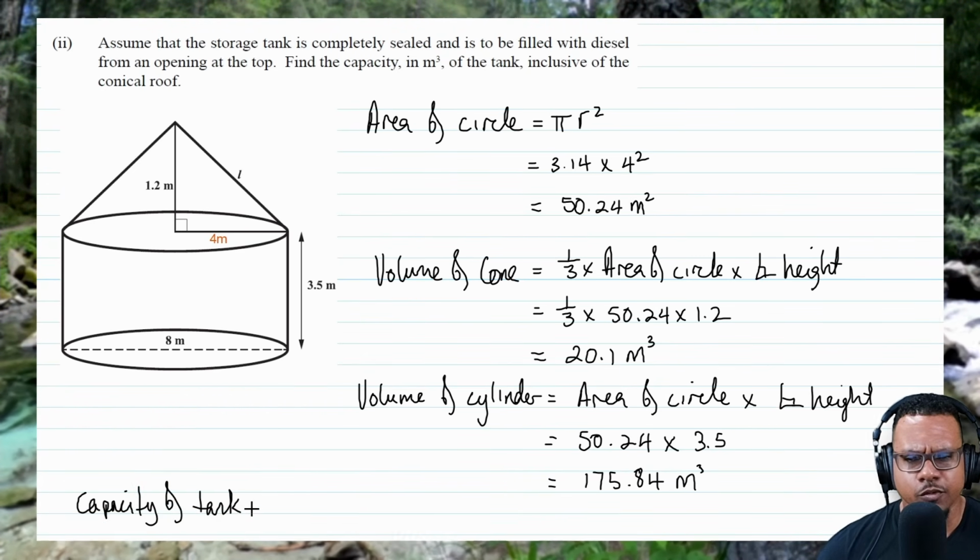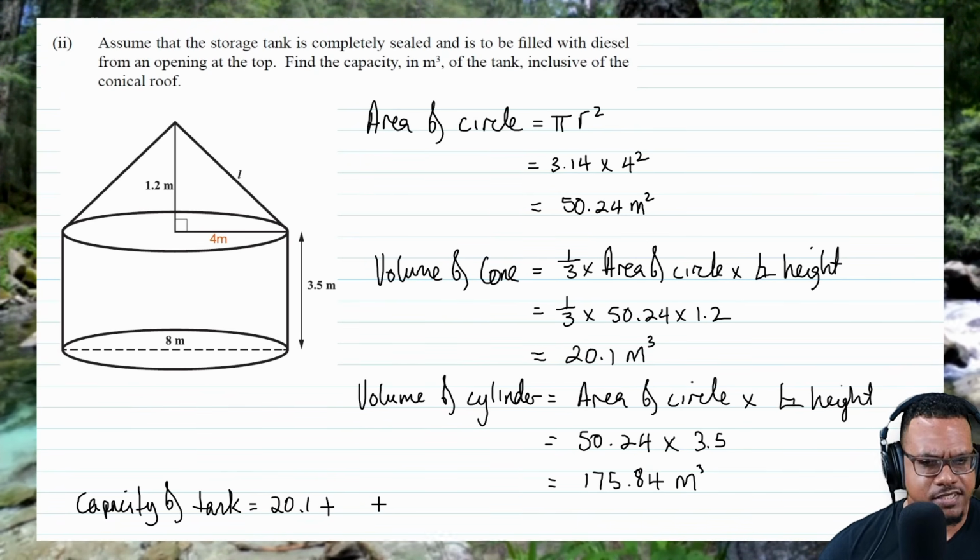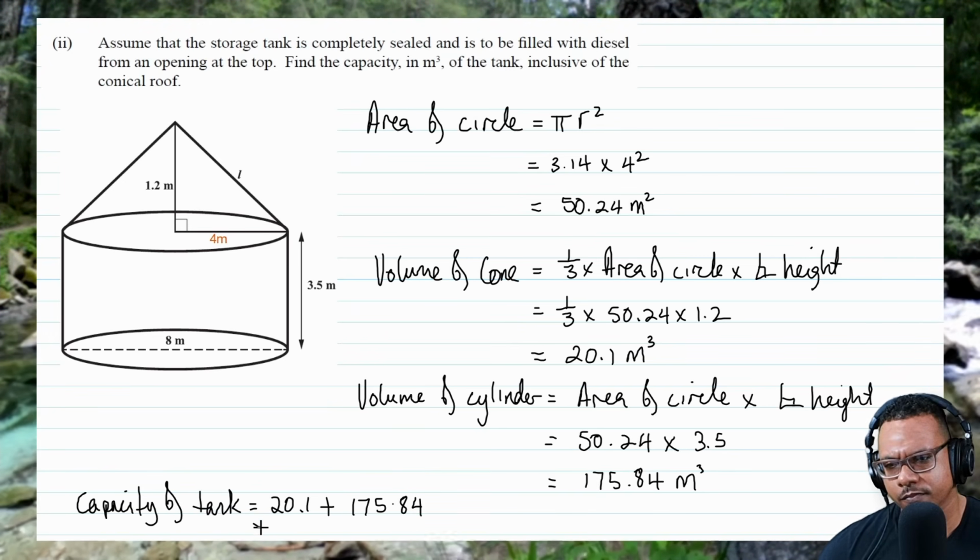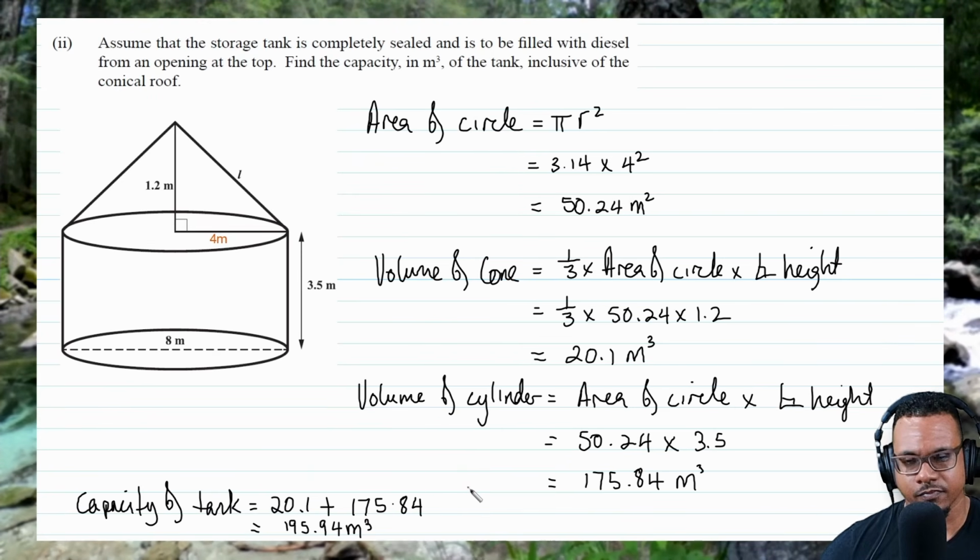Now, the capacity of the tank would be equal to the volume of the cone, which is the 20.1 meters cubed, plus the volume of the cylinder, which is 175.84 meters cubed, which will be 195.94 meters cubed.